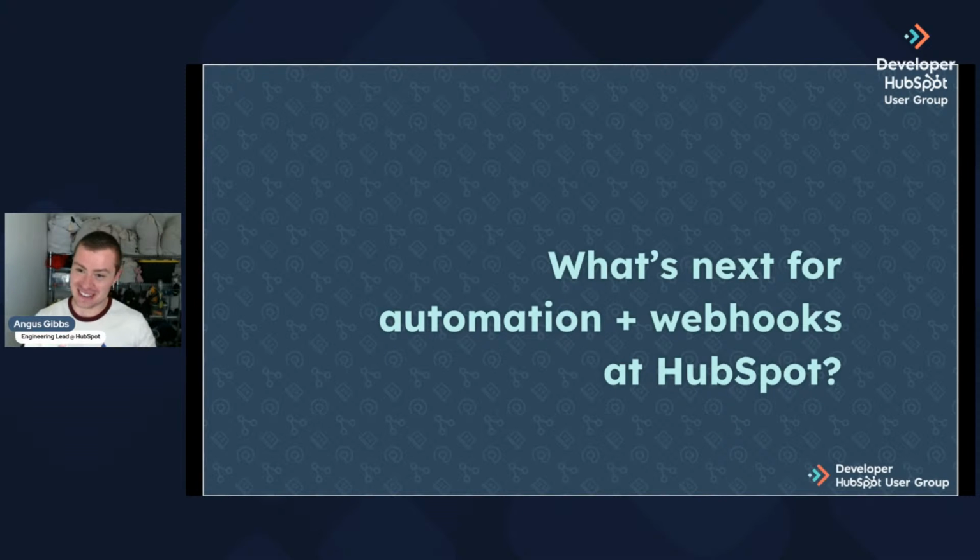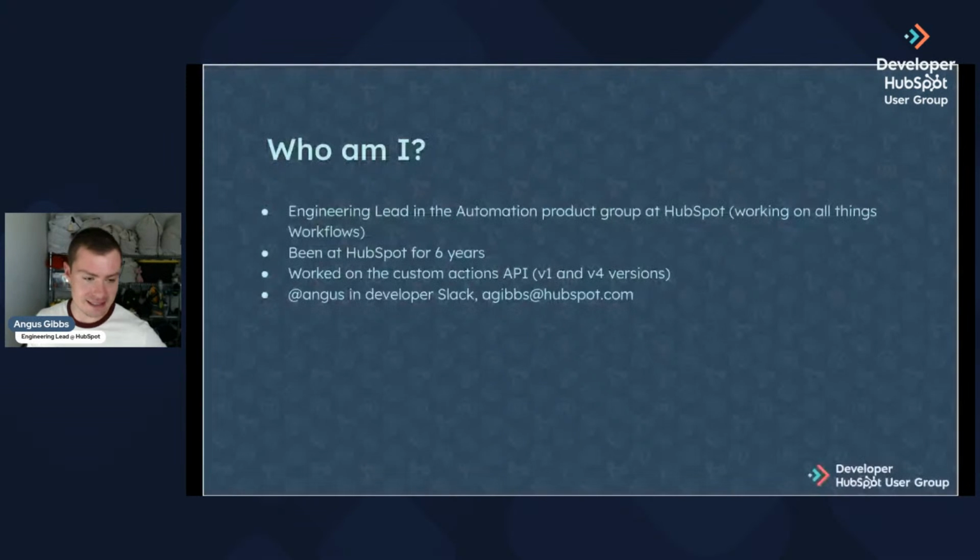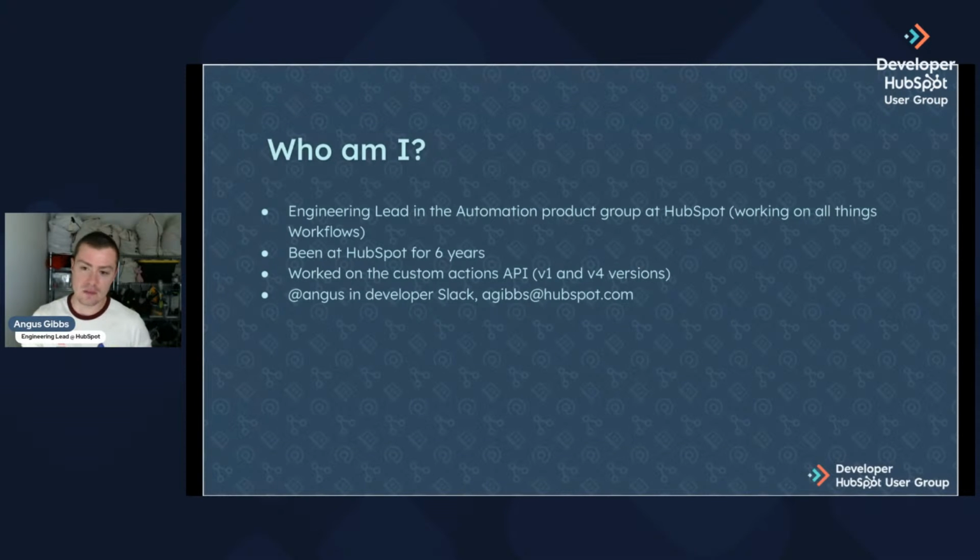I'm an engineering lead at HubSpot, and I am here to talk a little bit about the future of automation and the future of webhooks at HubSpot. As I said, I'm an engineering lead. I've been at HubSpot for about 6 years. I have been in the automation group the whole time, working on all sorts of things related to workflows. If anyone has used the Custom Actions API, I was involved in both the V1 and the V4 versions of that, for better or for worse.